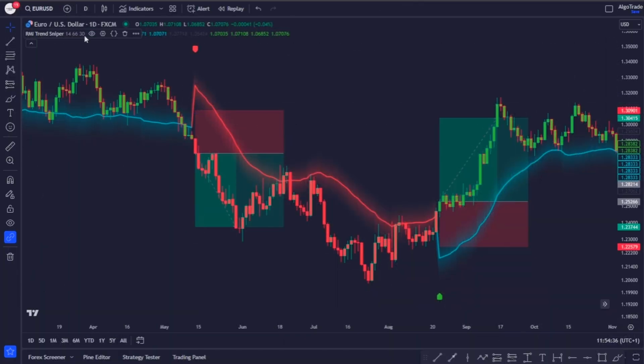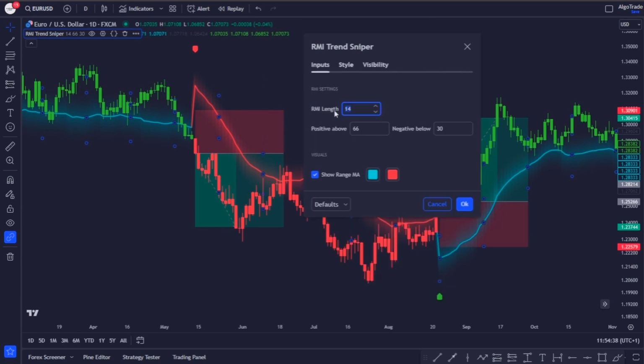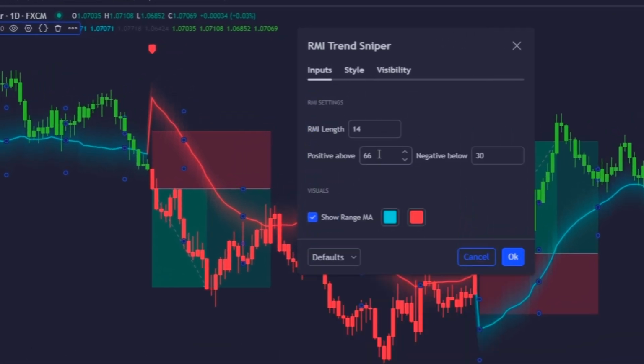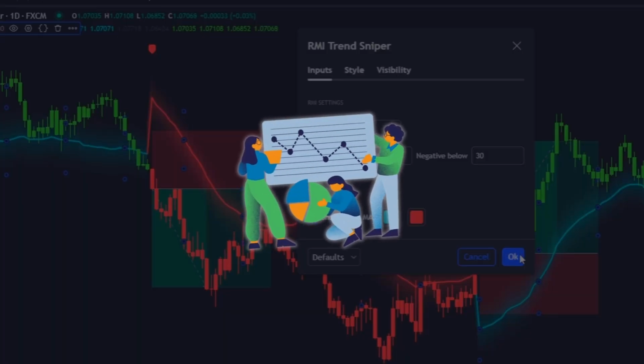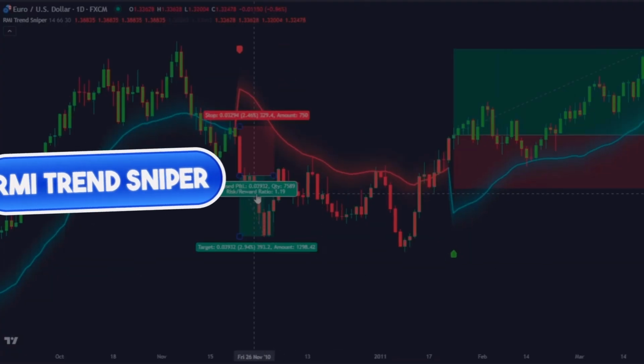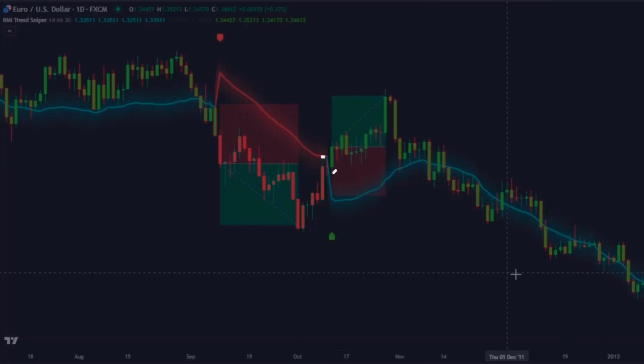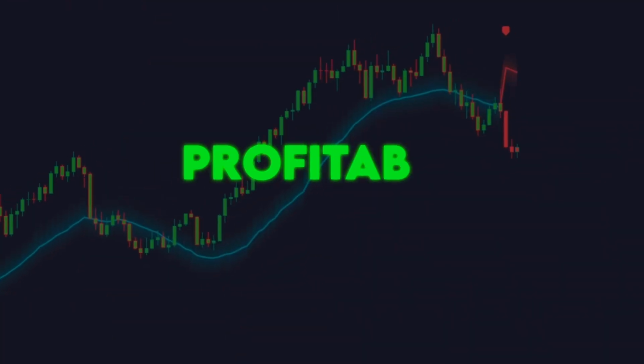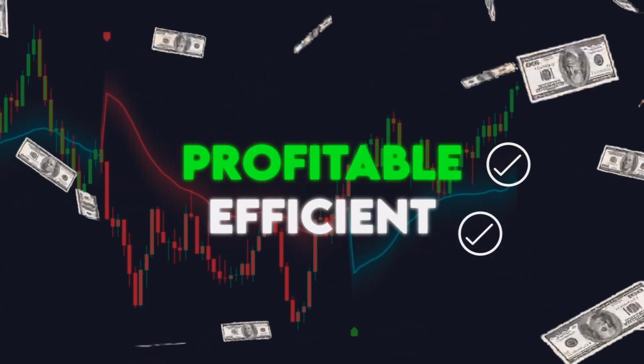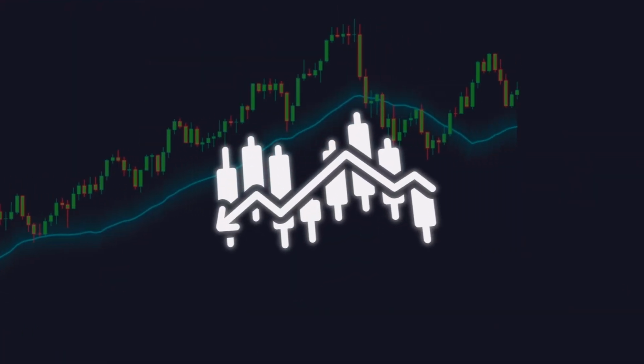By default, its settings are 14 for the RMI length and then 66 and 30 for the positive and negative values, being these settings the ones we'll use for today's analysis. And by looking at some examples, this indicator appears to be very precise. But to confirm if its results are indeed profitable and efficient, we will need, as usual, to backtest it.